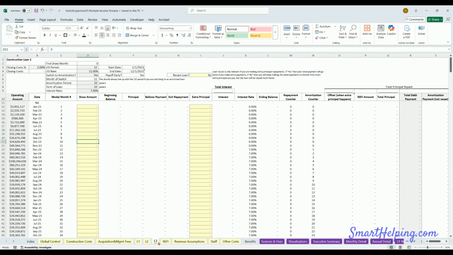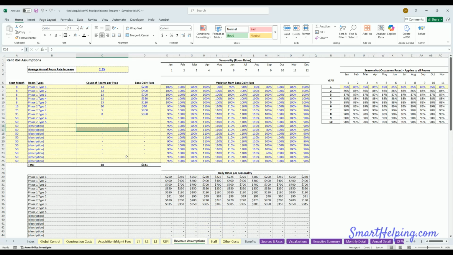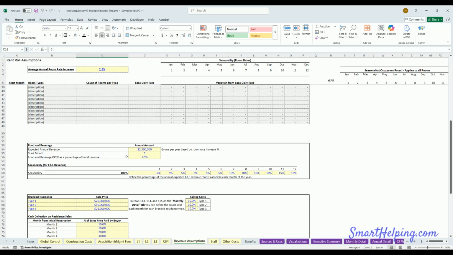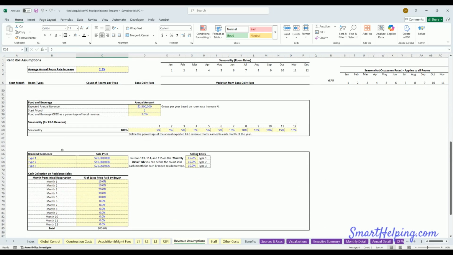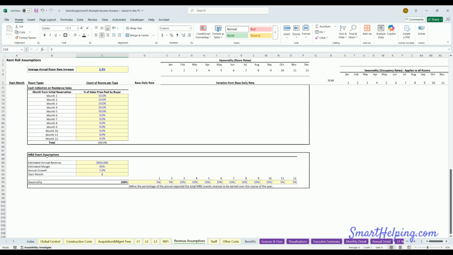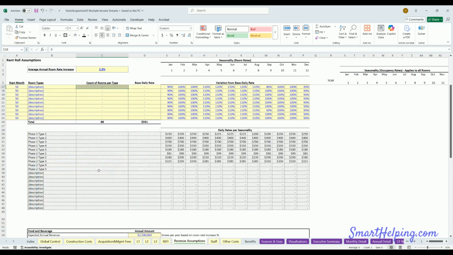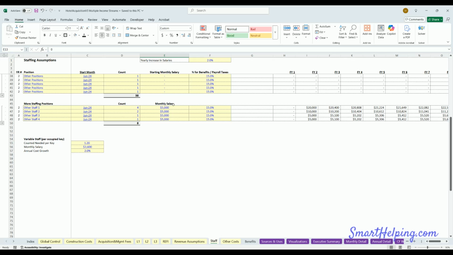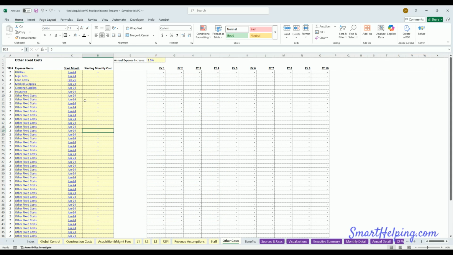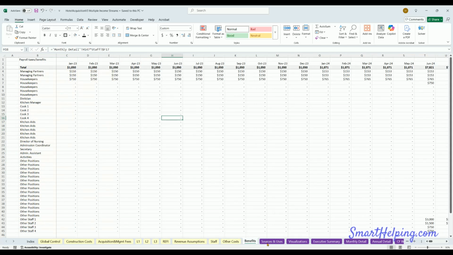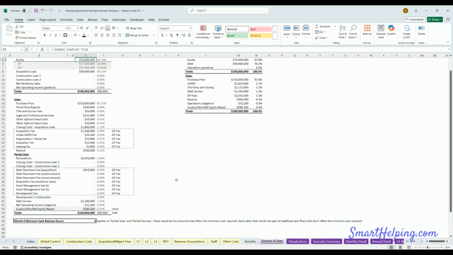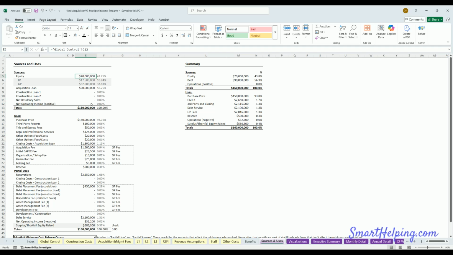loan amortization schedules, revenue assumptions, and we've added revenue streams to the hotel model: food and beverage, branded residence sales, and event revenue. Staffing assumptions, we've added variable staff here, that's new. Other costs, this is the same, just fixed monthly costs. Sources and uses, this is all new, very detailed. Took me quite a while to make sure all this always works no matter what your assumptions are. There are a ton of GP fees.